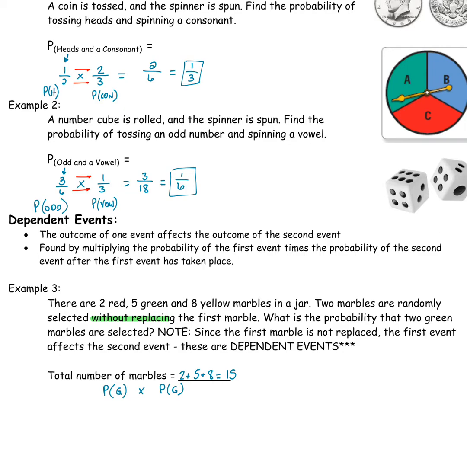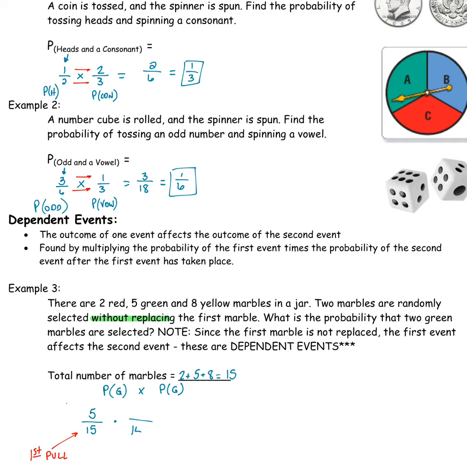When we first reach into our jar, there are 15 marbles total, and out of those 15 marbles, 5 of them are green. So this is our first pull. 5 out of 15. We are going to assume that we did exactly what we wanted. We pulled a green marble, and now we're going to take that green marble out and set it off to the side.